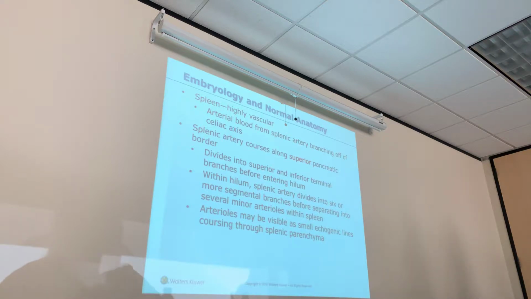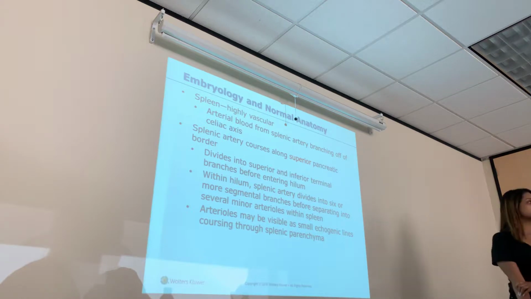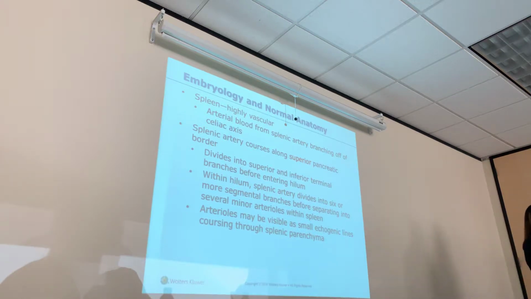So the splenic artery courses along the superior pancreatic border. This is what we had talked about. Superior is the correct term that's used for the location of the artery. So it divides into superior and inferior terminal branches before entering the hilum.